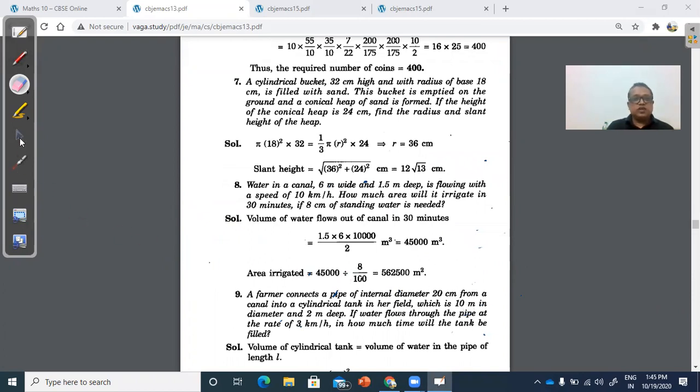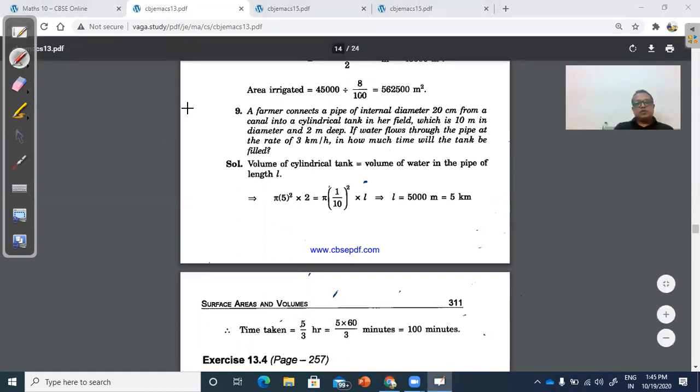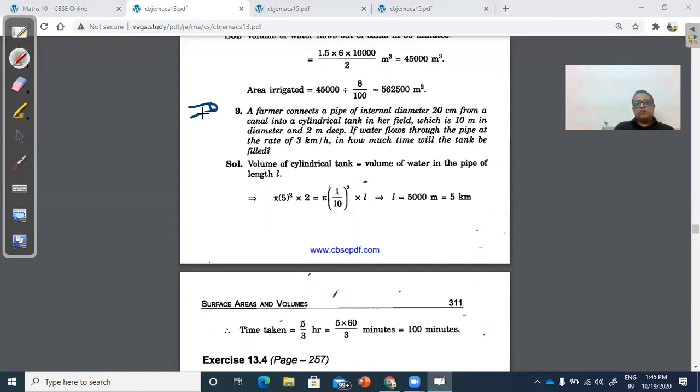Right. So we go to the next question, question number 9. That's the last question. Important question. A farmer connects a pipe of internal diameter 20 centimeter from a canal into a cylindrical tank. So what is happening? Water is coming from a pipe. Diameter is 20, so radius is going to be half of that, 10 centimeter. And this water that is coming is flowing into a cylinder. The dimensions of the cylinder are given here. 10 meter is the diameter, so radius is 5 meter and height is 2 meter.